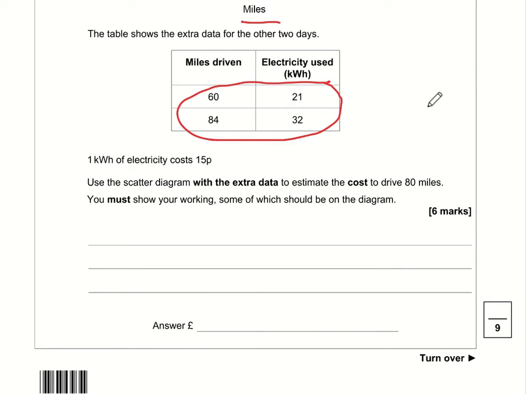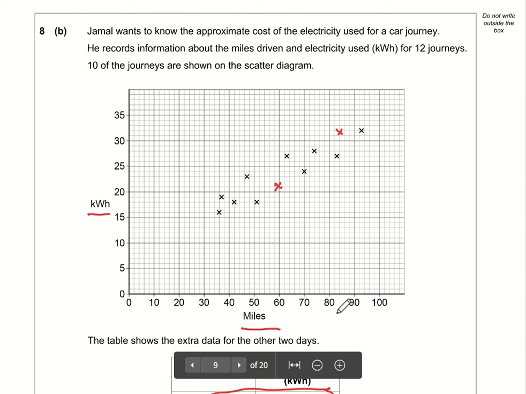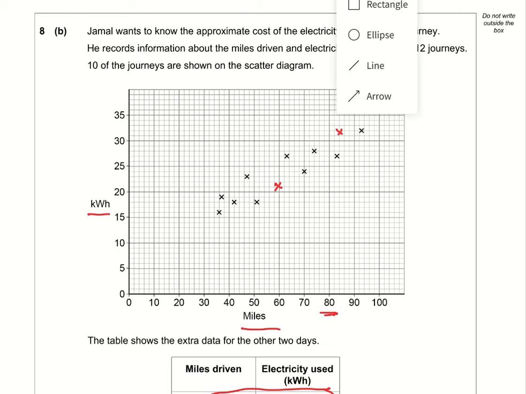Well, to work out the cost, first of all, we need to work out the number of kilowatt hours. So what we've got here is 80. How many kilowatt hours is that? Well, what we need to do is draw in a line of best fit. Now, a line of best fit is a straight line that cuts through the middle of the data. If I ask 10 students to do this, they might all draw 10 different lines, but they might all be perfectly fine. So there's no one size fits all here.